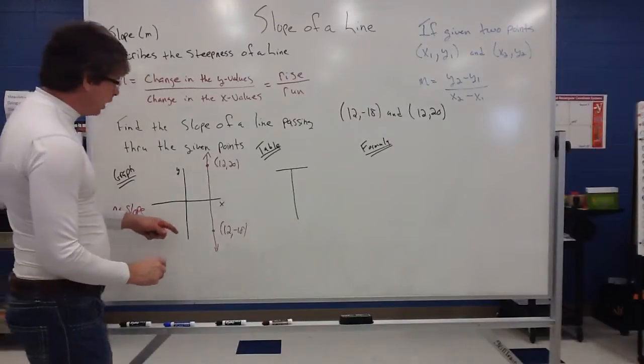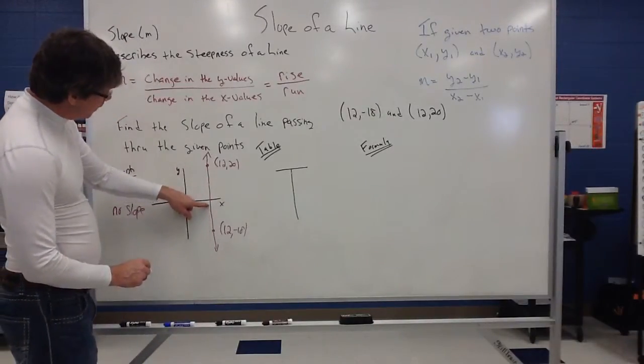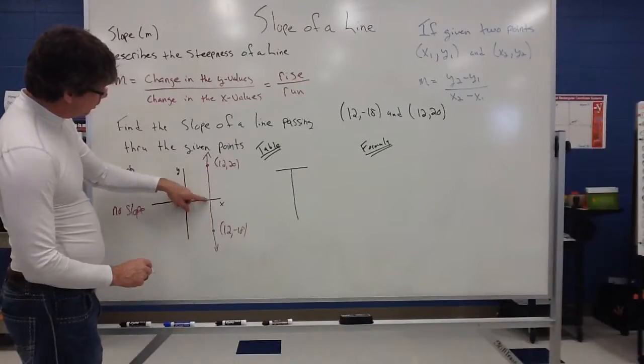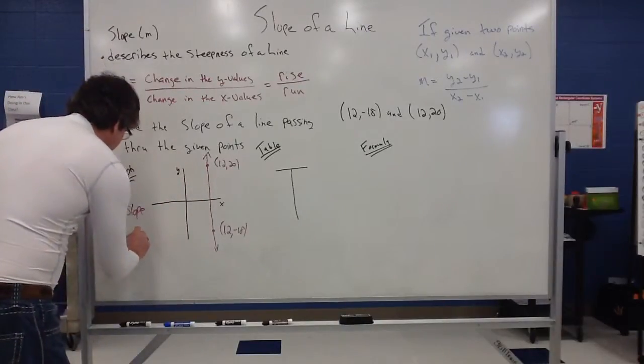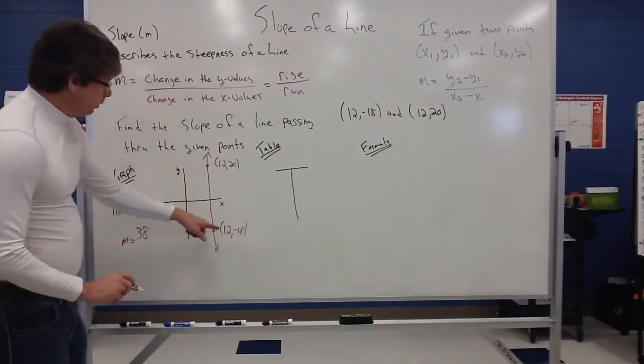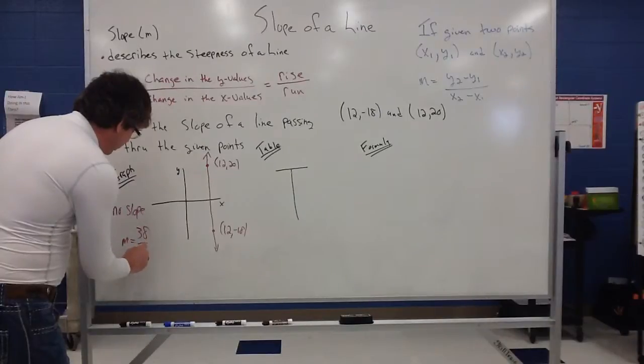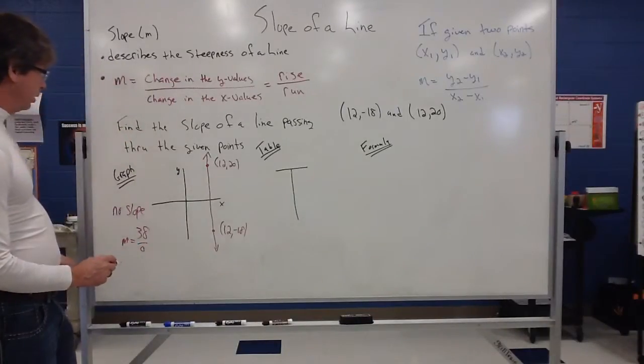You also could look at it as your change in y's. It went from negative 18, that would be 18, and then another 20. That would be a change of 38 in the y direction. But notice that there's no left to right movement, so the change in the x's would be 0. And 38 divided by 0, let's see, that's actually going to be undefined.